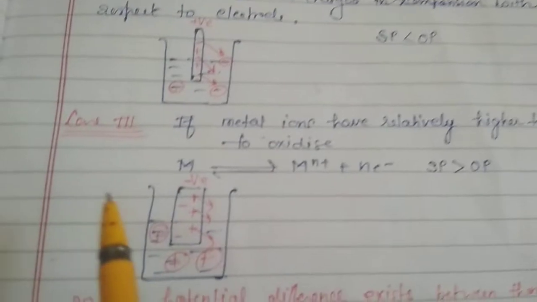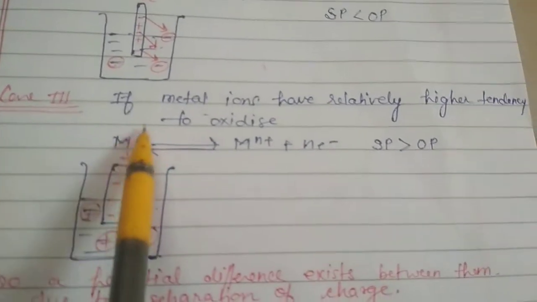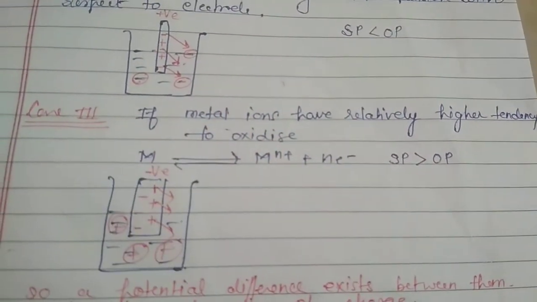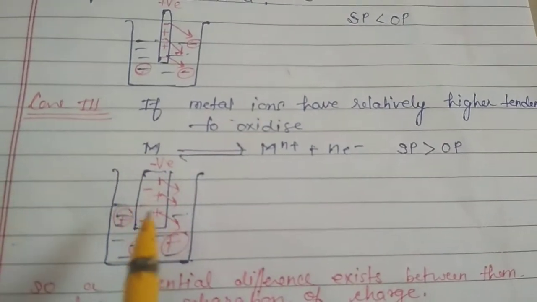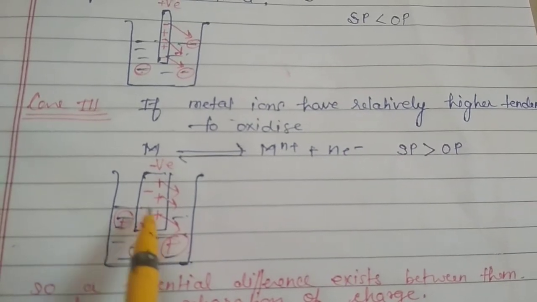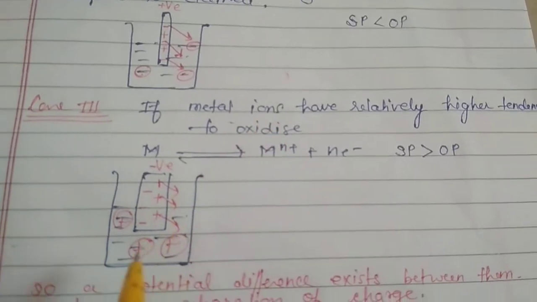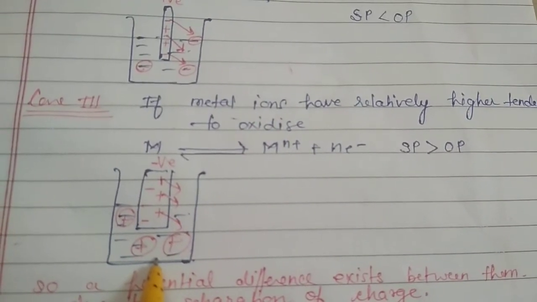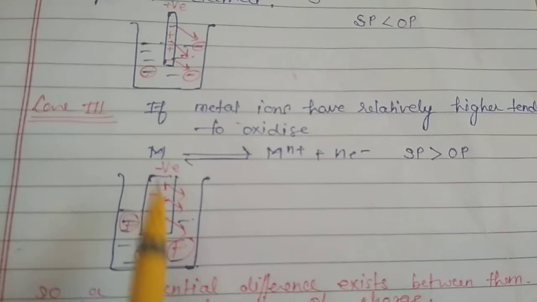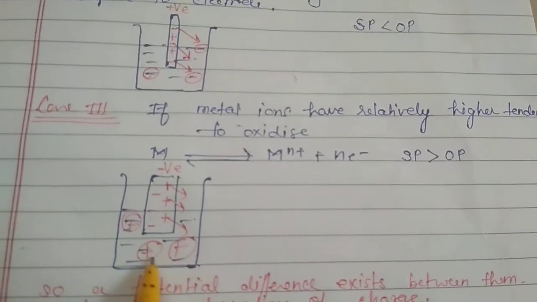The next thing is the third possibility. In the third possibility, as I have told you, the metal has the tendency to get oxidized. It means the metal, after de-electronation, moves towards the solution in the form of metal ions. Now when the positive charge is moving from the rod to the solution, the rod would be negatively charged and the solution would have more positive charge.